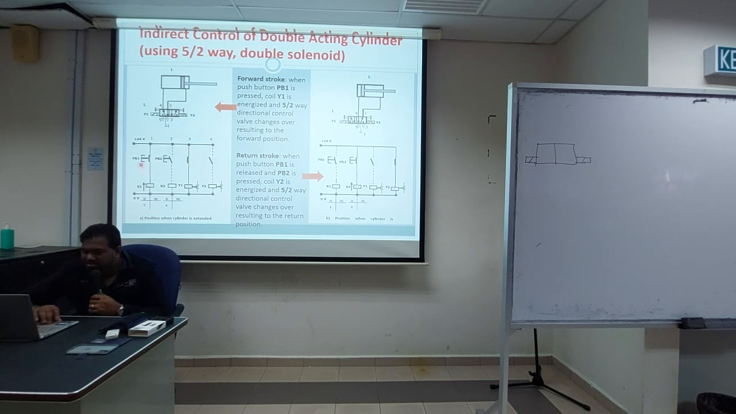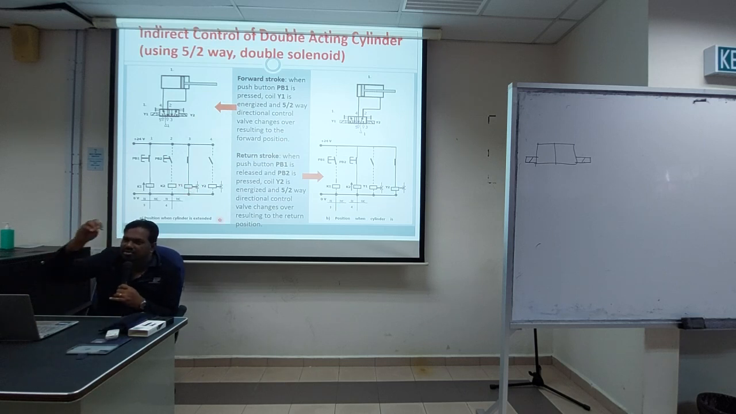But indirect maksudnya you tekan push button, dia akan energize the coil. This coil akan on or off the switch. Kemudian the switch will be connected to the solenoid. Ini adalah simbol solenoid. Dia macam ada kipas dekat belakang. Dalam electrical part lah. Okay. So that is indirect. Indirect maksudnya in between will have one coil to control the solenoid.